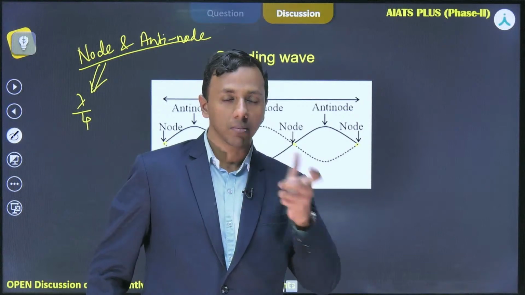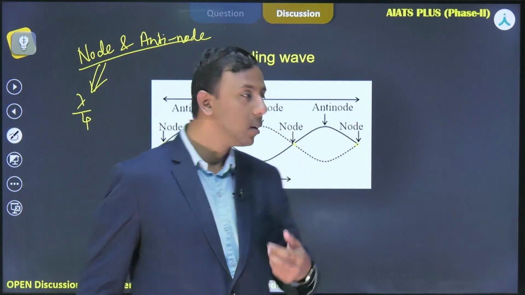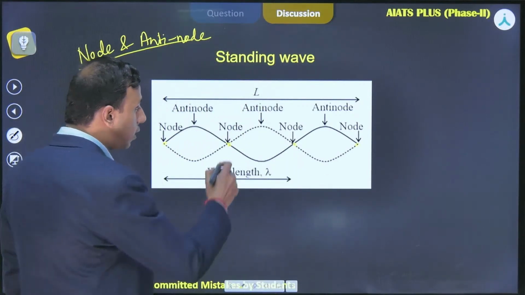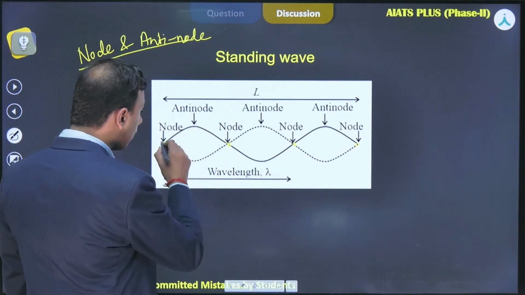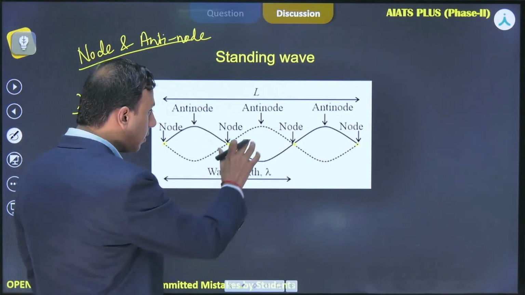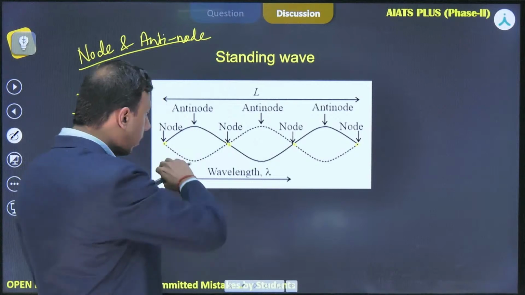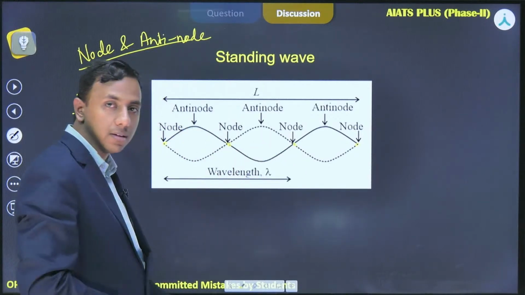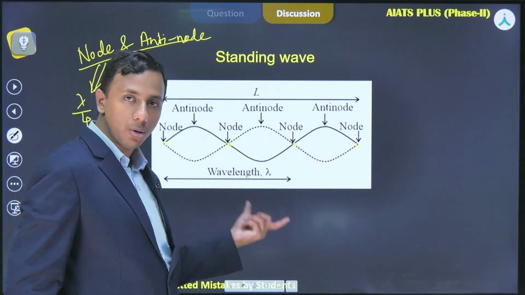And what about between two nodes? What is the minimum distance? Again, let's do it in the same manner. See here, this is node and node. Let that be x. Node and node, this is also x. And this constitutes one full wavelength. So x plus x equal to lambda.